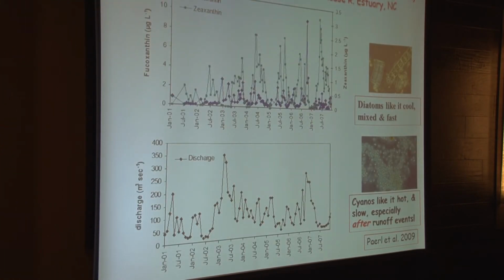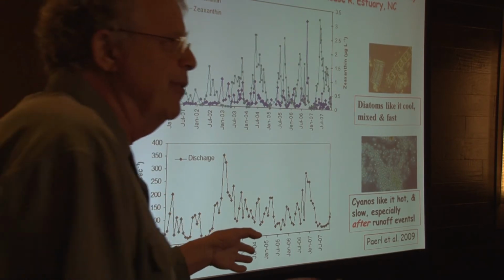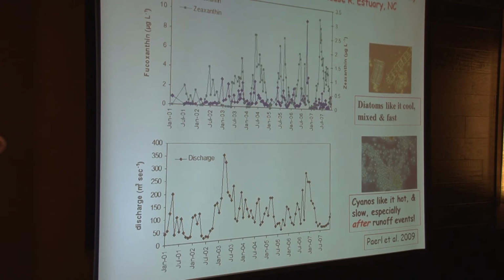So going back to North Carolina, I thought I'd show you what diatoms do versus the cyanobacteria. And the cyanobacteria that we have in the lower estuary and in the sound are not the really bad toxic bloom-forming guys. They're mostly picoplankton and the small cyanos.